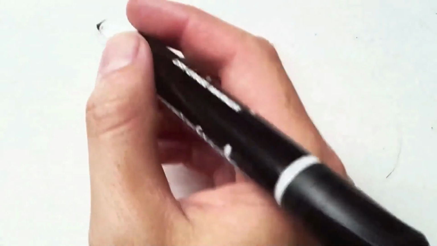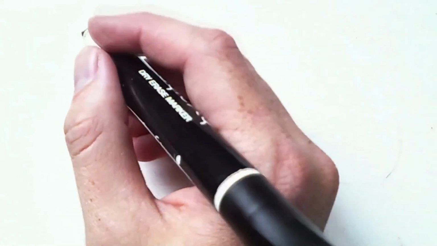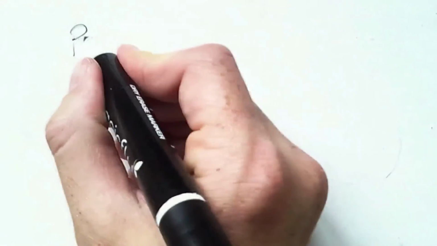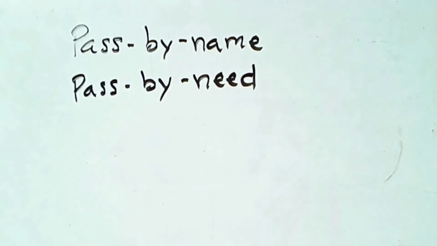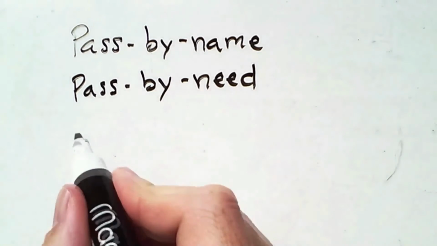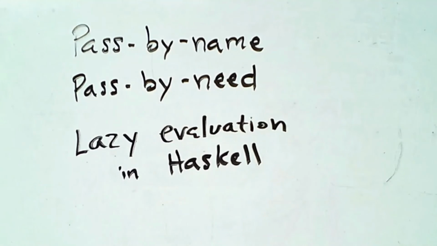I'm going to end this video with one more weird parameter passing method known as pass by name, or sometimes also called pass by need. Now, this is not a very popular or common parameter passing method, but it does exist in one prominent language, a purely functional programming language known as Haskell, which has lazy evaluation. So let's wrap up with one quick example in Haskell.